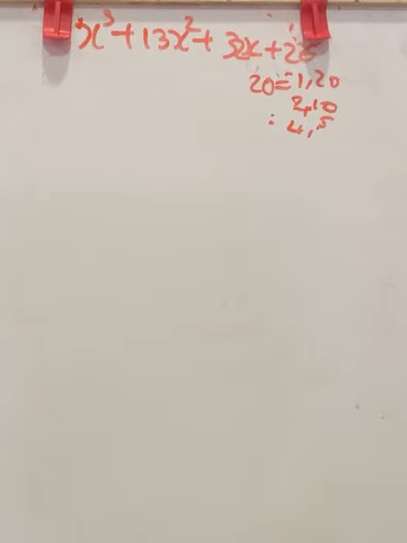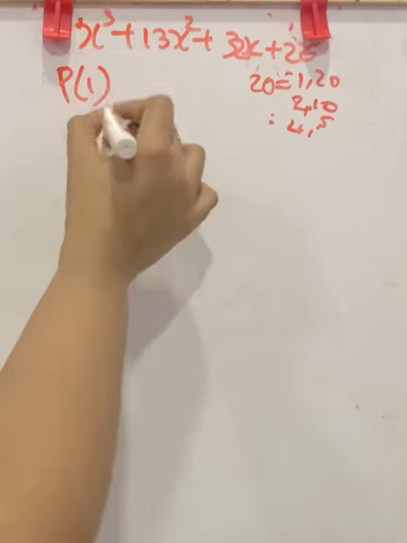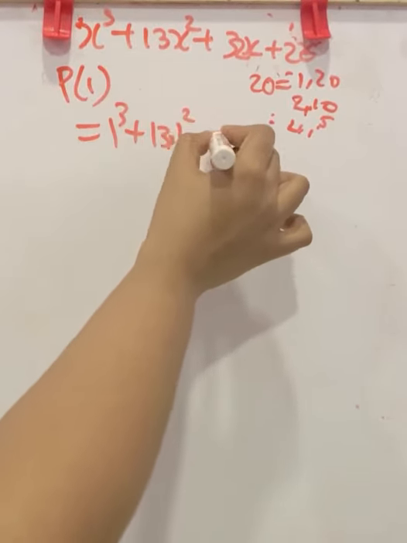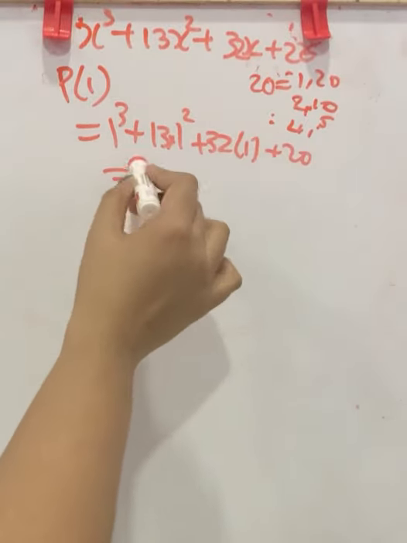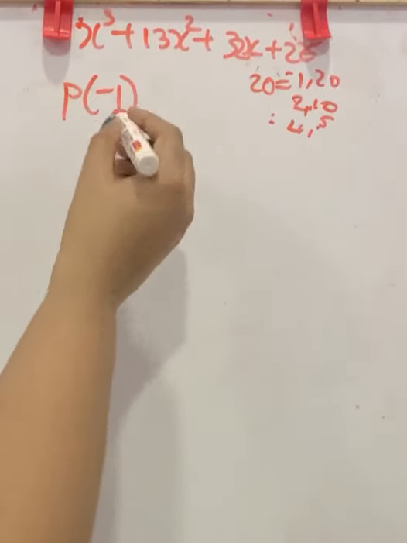So we will check with trial and error method. First we will check p of 1. Then this becomes 1 cube plus 13 into 1 square plus 32 into 1 plus 20. This is not equal to 0. So next we will check p of minus 1.